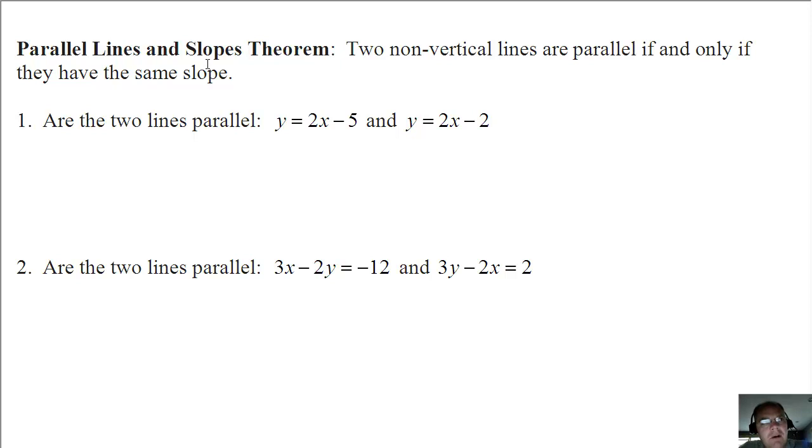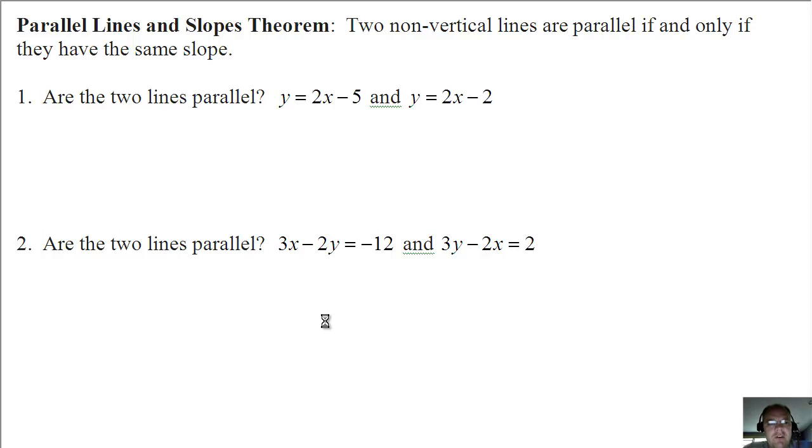So what we're now doing is relating that topic from algebra, slope, to the geometry topic of parallel. We want to be able to look at equations in different forms and decide whether or not those lines would be parallel to each other.